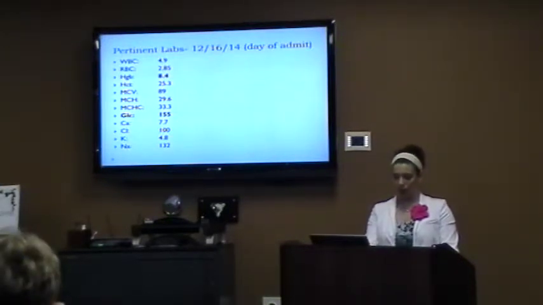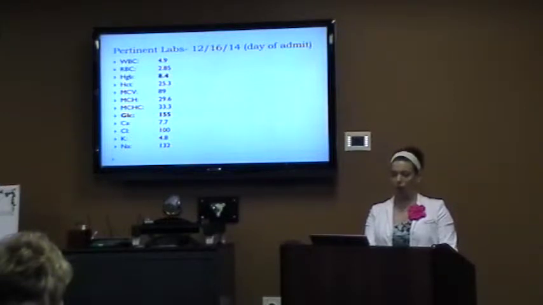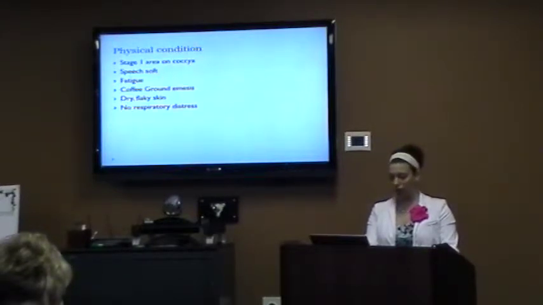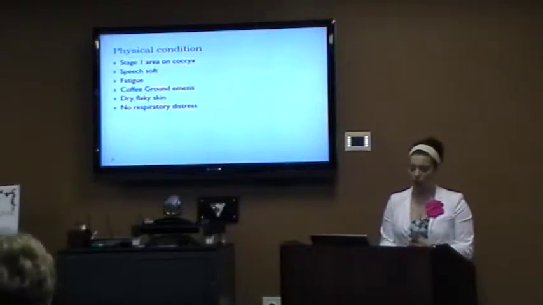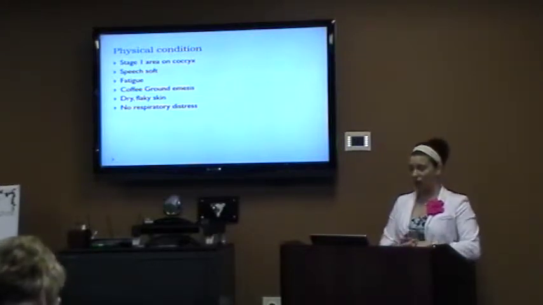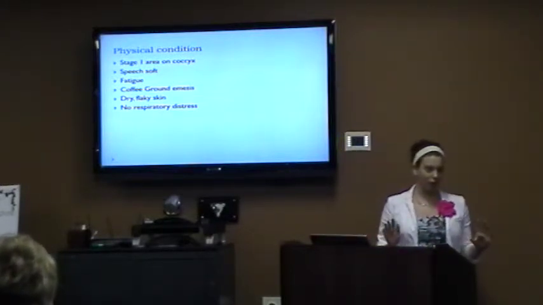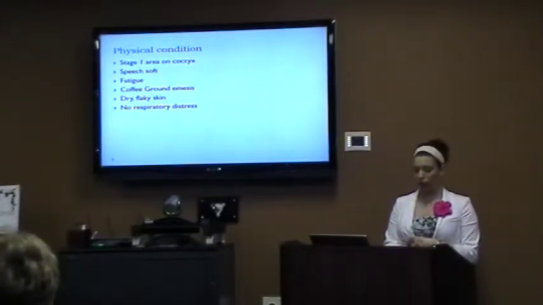These are some of the pertinent labs. I think somewhere in the chart it noted that he had a history of anemia, so his hemoglobin was low. His glucose was a little high, but that wasn't really the biggest concern at that time. So physical condition, he did have a stage 1 area on his coccyx, so there was just a little bit of redness there. Nothing that would really increase the protein needs.